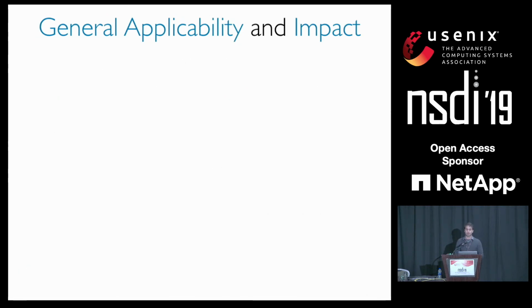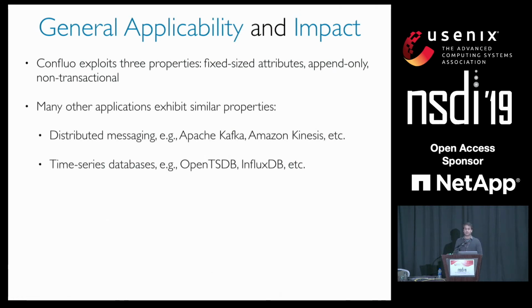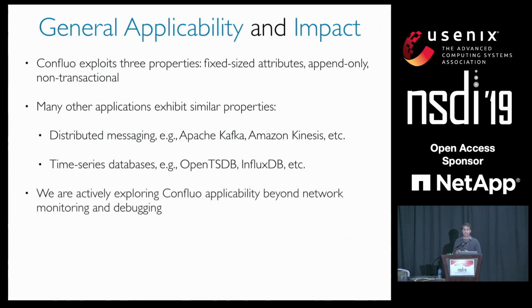But for now, I want to talk a little bit about Confluo's general applicability. Confluo exploits three specific properties of network telemetry data. That is, it has to only analyze fixed size attributes. We have to support workloads that have append-only semantics. And finally, we do not require transactional semantics for our workloads. It turns out there are many other applications that tend to exhibit similar properties, some of which include distributed messaging systems like Apache Kafka, and time series databases such as OpenTSDB. And we're actively exploring Confluo's applicability for application scenarios outside of network monitoring and debugging.